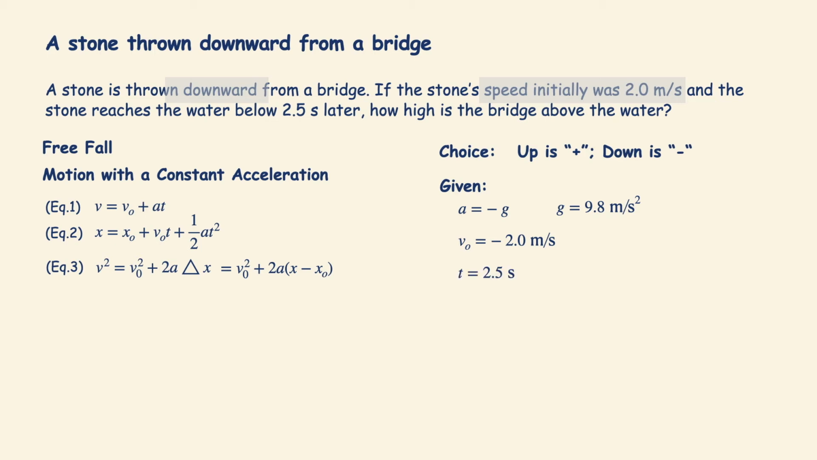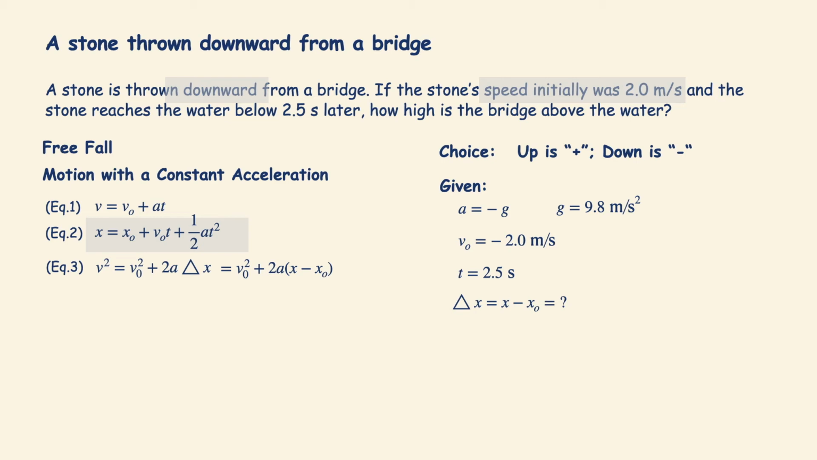Next, the time that is given is 2.5 seconds, and the question here is, what is the displacement? Presumably, if you know the displacement of the stone, that will give us information about how high the bridge was above the water. So I have the problem translated into mathematical symbols. Let's look at equations 1, 2, and 3 and see which one will possibly give us the solution. It looks like equation 2 can give us the solution immediately. We don't have to do anything else.